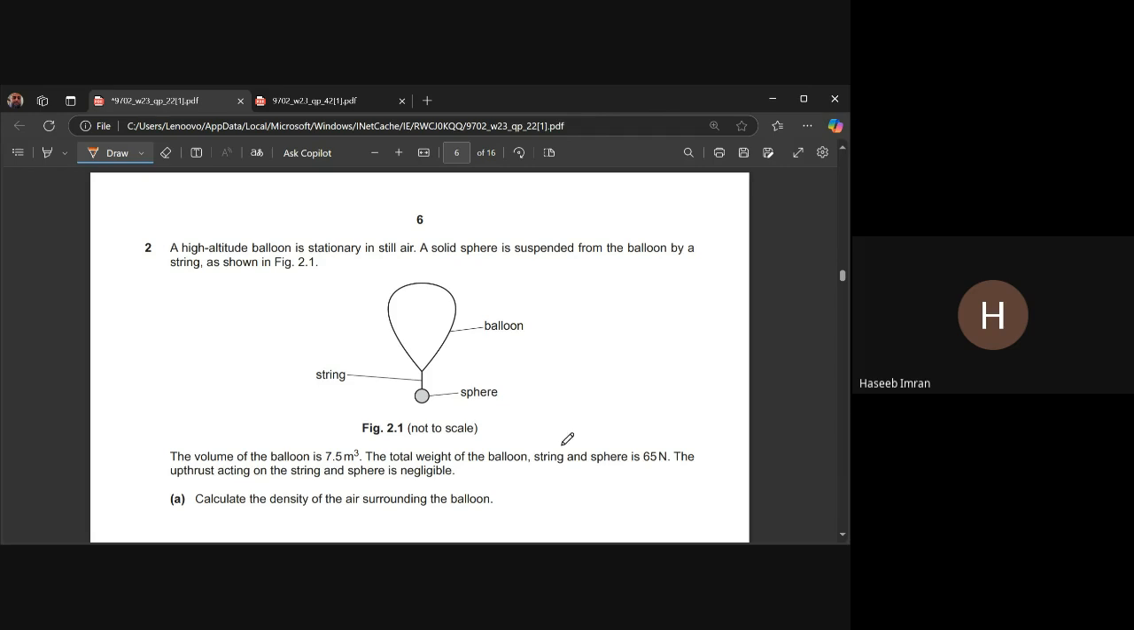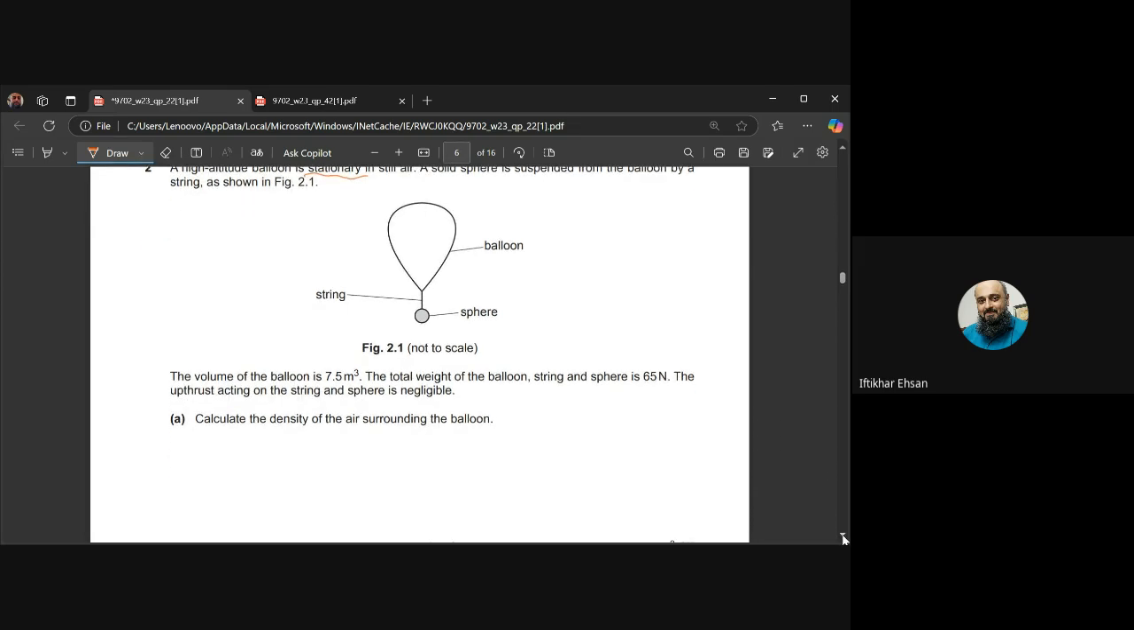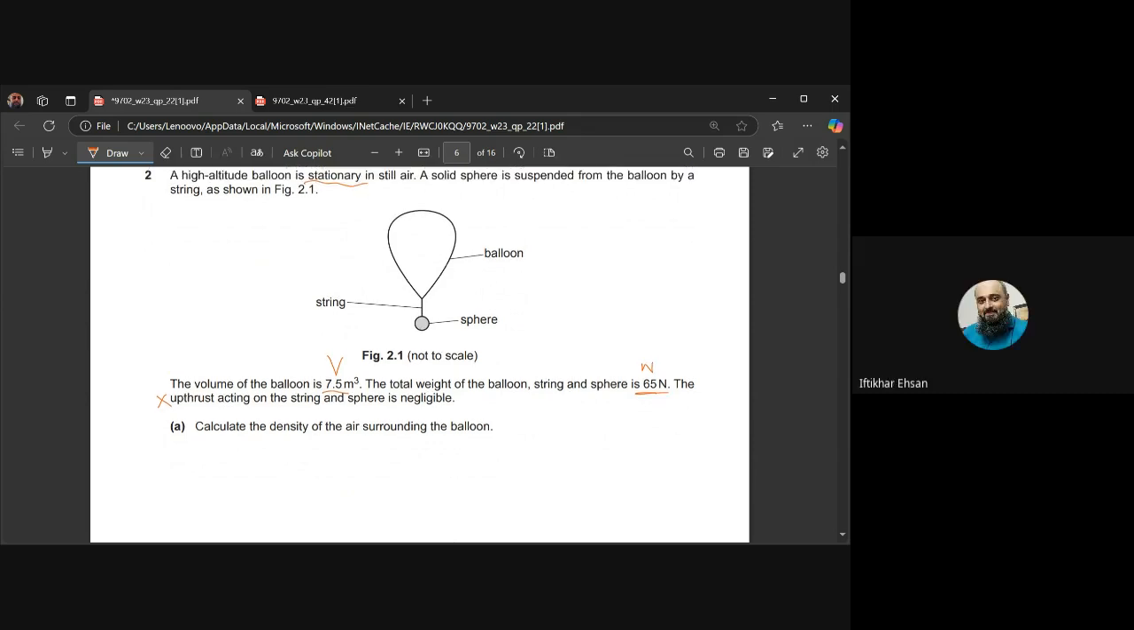A high altitude balloon is stationary. All the forces are cancelling. A solid sphere is suspended from this. The volume of the balloon is this. The total weight of the balloon and sphere is this. The upthrust acting on the string and sphere is negligible. There is no upthrust. I think you gave a paper like this in some test at our place; exactly the same was given, I don't remember. Calculate the density of the air surrounding the balloon.